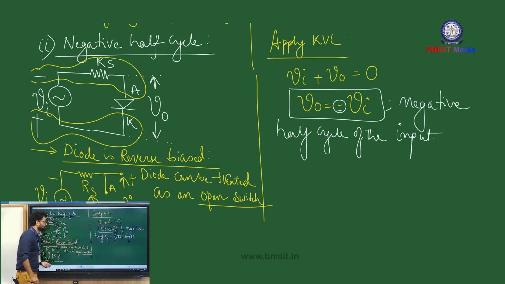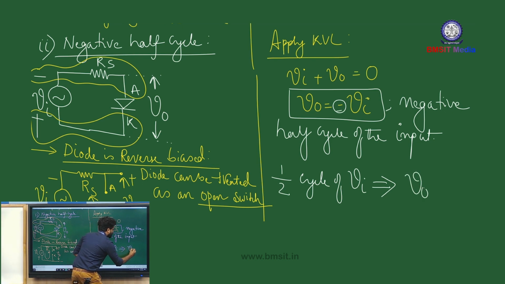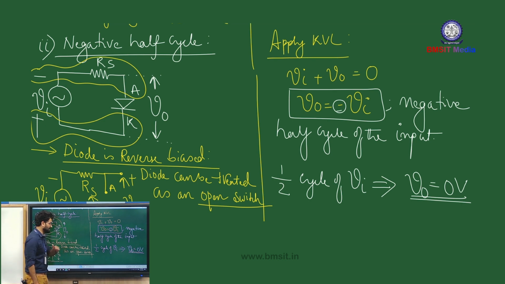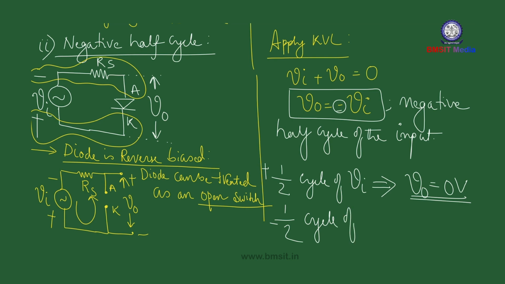Just to summarize, during the positive half cycle, our output was at 0 volt level. That means to say the voltage is being clipped. And on the other hand, during the negative half cycle, we obtained output voltage equal to minus Vi. Minus Vi is nothing but the negative half cycle of the input.